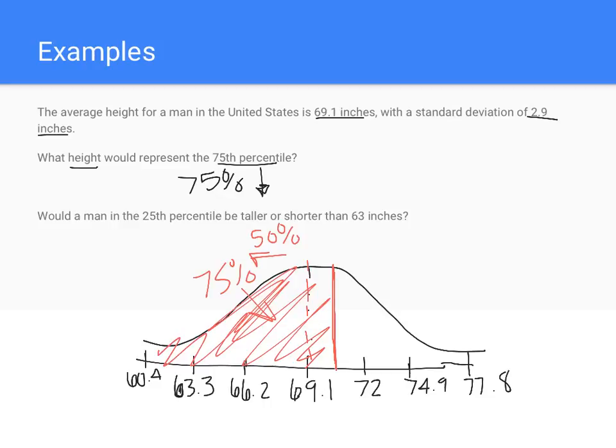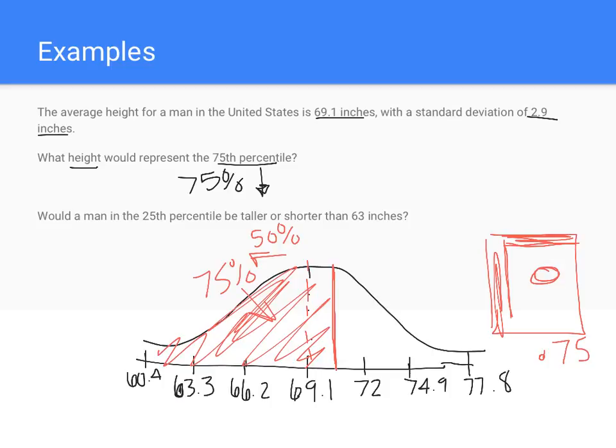I'm actually going to look in the center of the z-table. Before, we were looking along the edges, here and here, for your z-score. Now I'm going to look in the center and find the number that is closest to 0.75, because that would represent the 75th percentile.